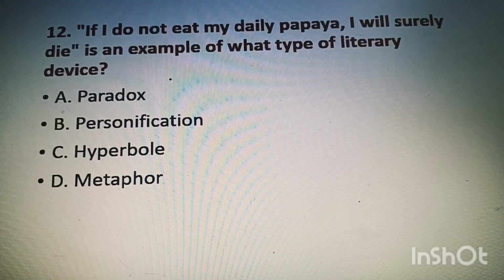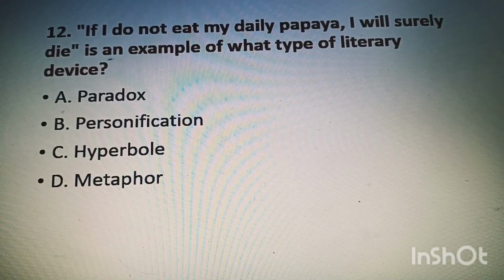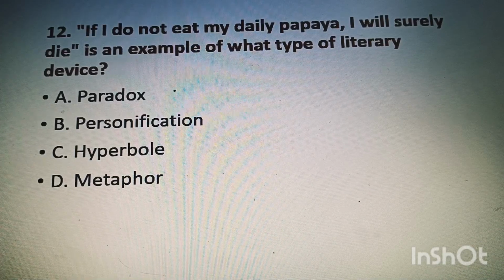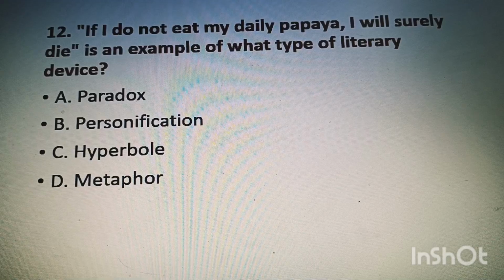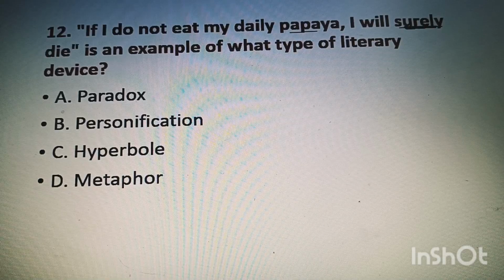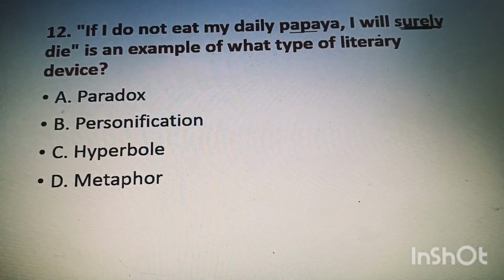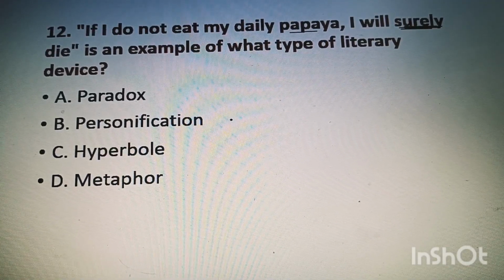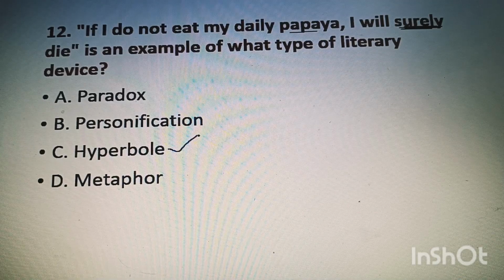Question number 12. If I do not eat my daily papaya, I will surely die. Is an example of what type of literary device? So, this is if I do not eat my daily papaya. अब पपाया अगर नहीं खाते हैं तो मरेंगे नहीं. ठीक है. I will surely die. Surely means must die. This is अतिशयोक्ति. कोई चीज को बढ़ा चढ़ा करके बोला जाता है तो that is called अतिशयोक्ति और hyperbole और exaggeration. So here the literary device is hyperbole.